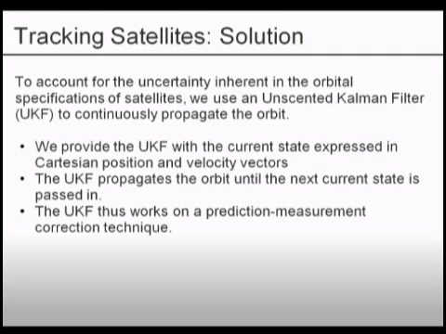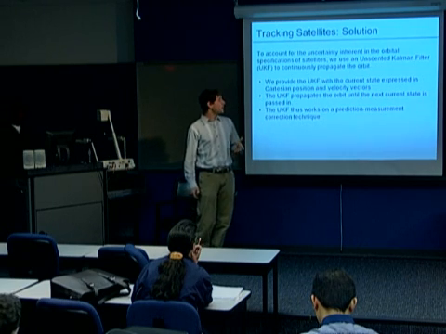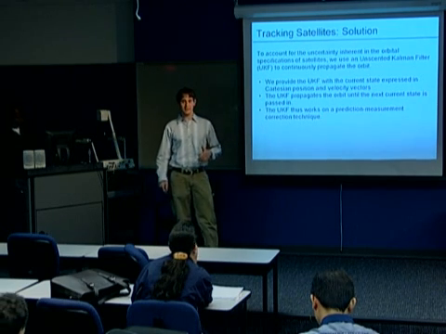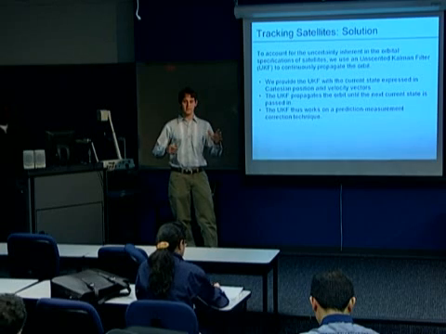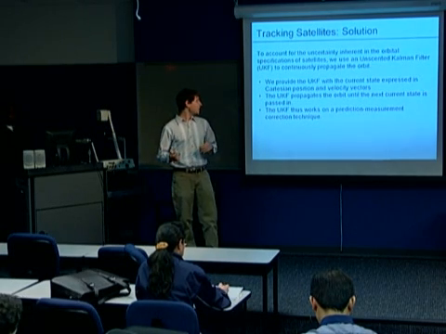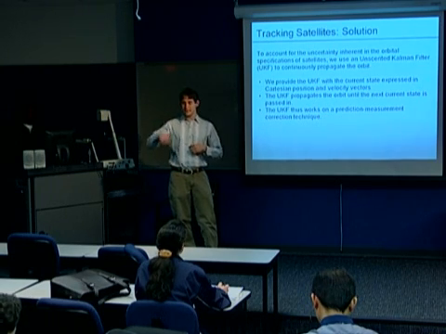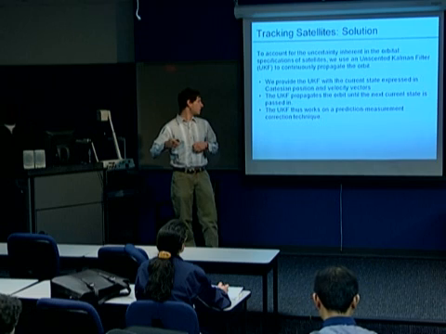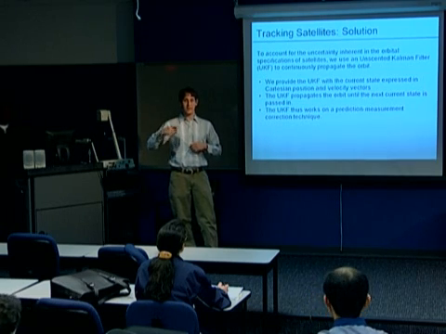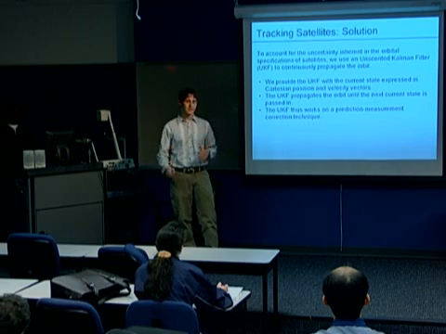So our solution to account for the uncertainty is to use an unscented Kalman filter. We will provide the Kalman filter with the current state, and it's going to be expressed in Cartesian coordinates: x, y, z for position, x, y, z for velocity. The Kalman filter will propagate the orbit until the next state is passed in, at which point it will correct itself and keep propagating further and further. It works on a prediction, measure, correct technique.